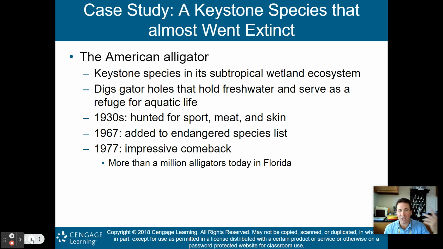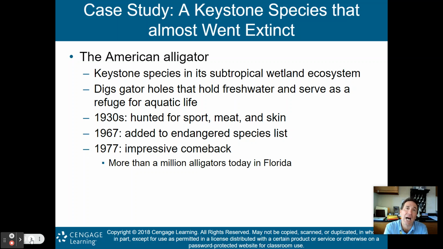In the 1930s, they were hunted for sport, meat, and skin. In 1967, they were added to the endangered species list. Ten years later, in 1977, an impressive comeback. And today we have more than 1 million alligators living down in the Florida area. So what does this mean? In this course, we talk a lot about negatives, a lot about the bad things that are going on out there in the environment. However, there are a bunch of positives as well.